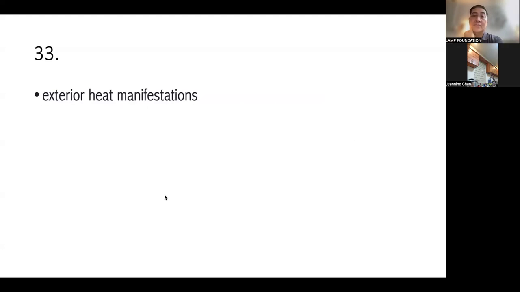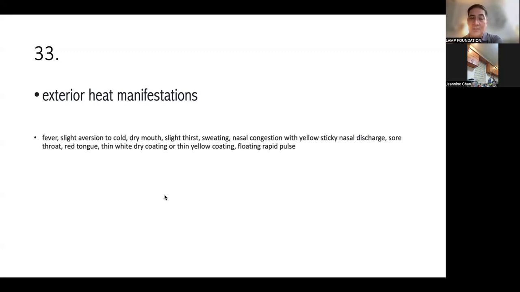Fever, slight aversion to cold, dry mouth, slight thirst, sweating, nasal congestion with yellow sticky discharge, sore throat, red tongue, floating and rapid pulse. Very good. What about the coating on the tongue?